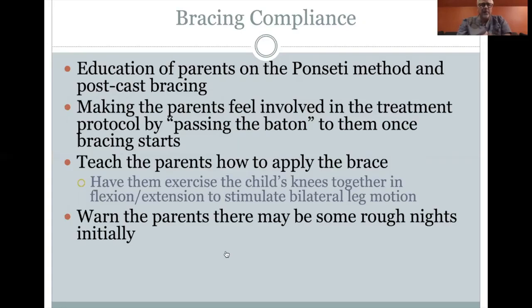You have to teach the parents how to apply the brace, have them exercise the child's knees together in flexion and extension to stimulate bilateral leg motion. And initially, it's going to be tough, and you have to just tell the parents that the child's probably going to have some sleepless nights, and therefore they're going to have some sleepless nights initially, and to just fight through it. Eventually, the child will get used to the brace, and everybody will be able to get a good night's sleep.